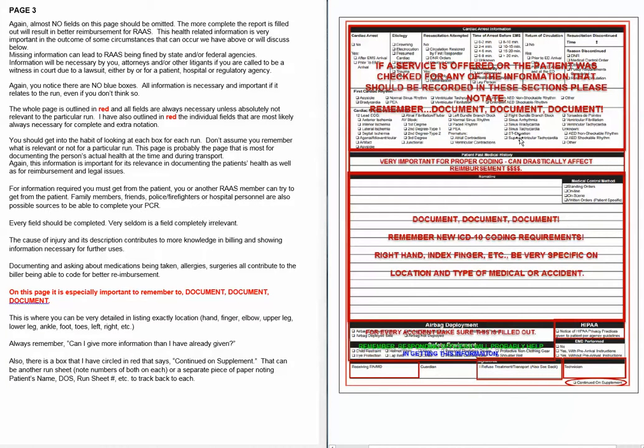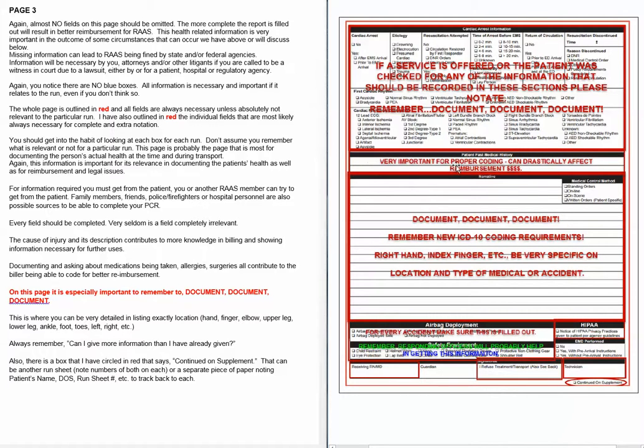As we look at this, again, you must go through every column for every run and check this stuff. It might not seem relevant to you, but it is relevant. Some of this stuff, if you remember it, you can go back and do it after the run, before you leave. But it must be completed and it must be accurate. You can't just fill something in because you forgot to do it. So each one of these fields, if a service is offered or the patient was checked for any of the information that should be recorded in these sections, please notate it. Remember, document, document, document.